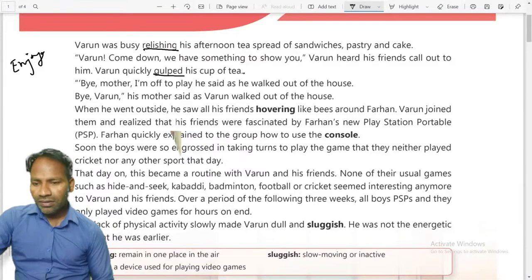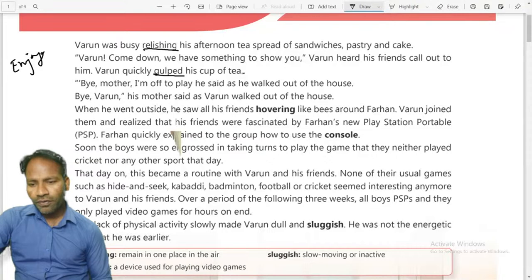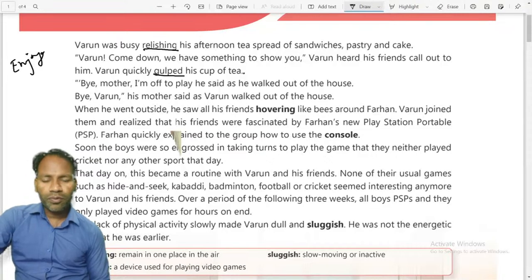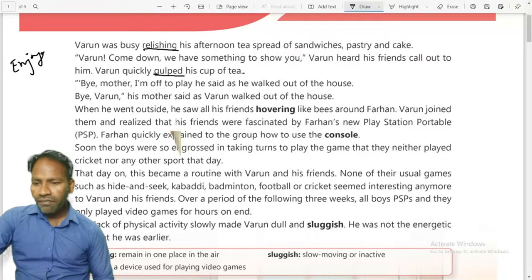So he drank the cup of tea. Then he said, "Bye mother, I am off to play," as he walked out of the house. While going out of the house, he said to his mother, "Bye bye mother, I am going." "Bye Varun," his mother said as Varun walked out of the house. As he was going outside, mother also replied to him, bye bye.